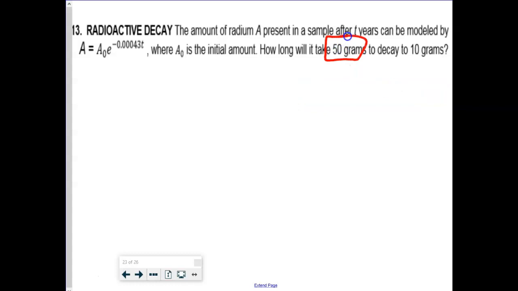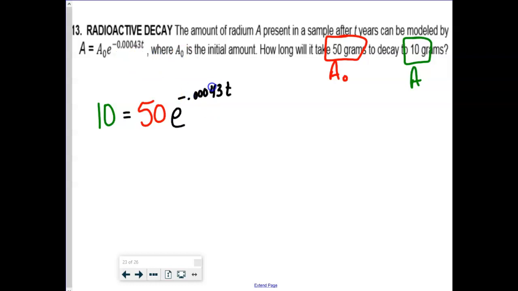So this guy right here is the initial amount, and this is the final amount. So the equation starts off with the final amount. So you only have 10 grams left after so many years, but you started with 50 grams. And then it's continual decay, so the base is e raised to the negative 0.00043 t power. So you guys should be able to solve this exponential equation through our use of logarithms, but not yet. First, I got to isolate the exponential piece. So we're going to divide both sides by 50.